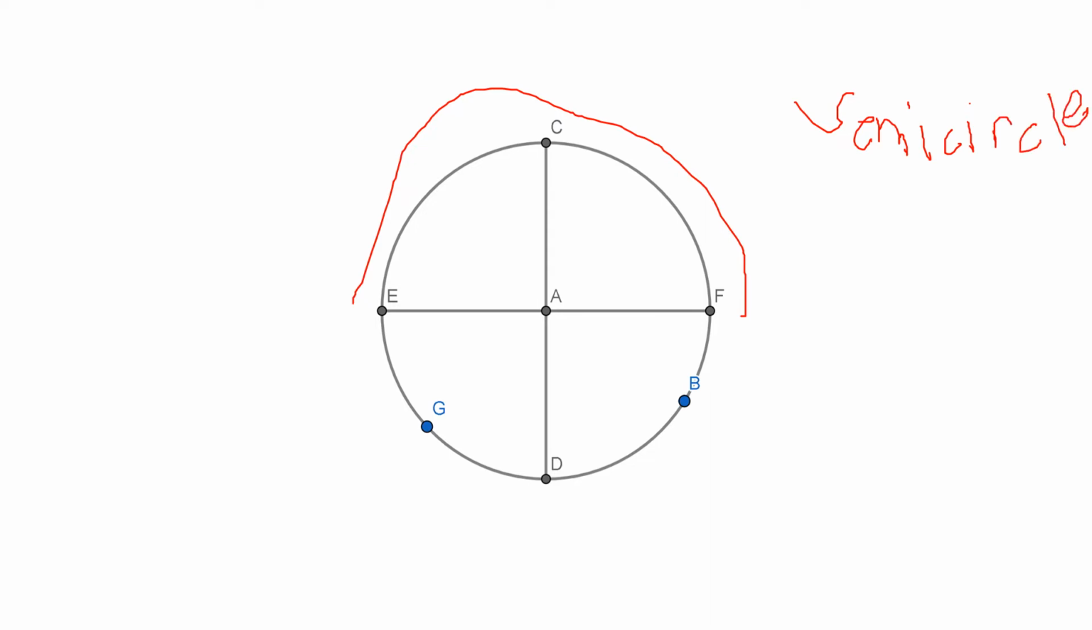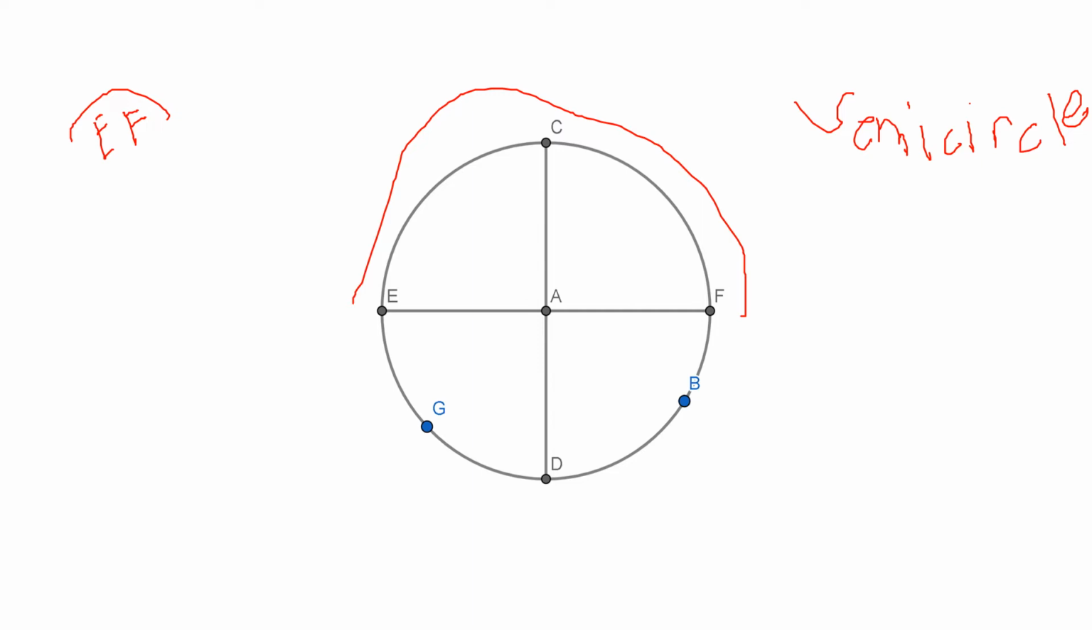As you can see, EF. When you write that, that is arc EF, or you could say it's arc FE. That's how you're going to see an arc, and that's a semicircle.